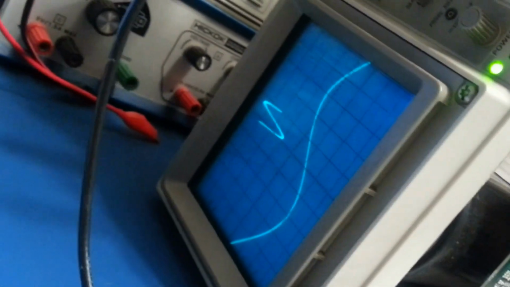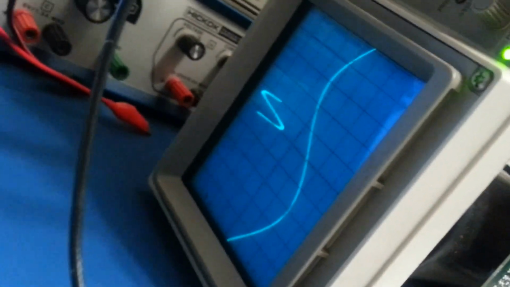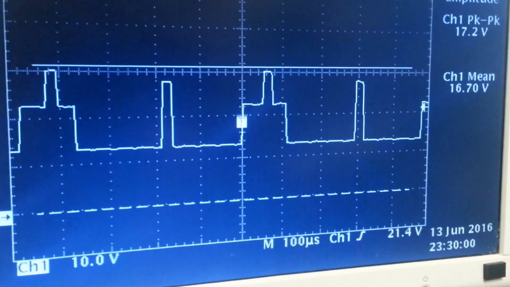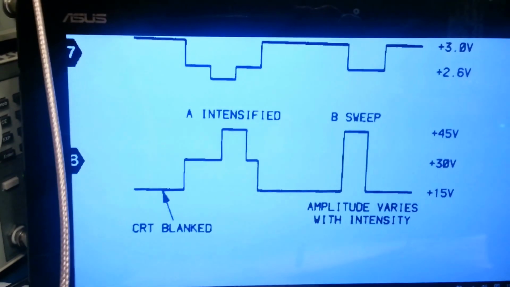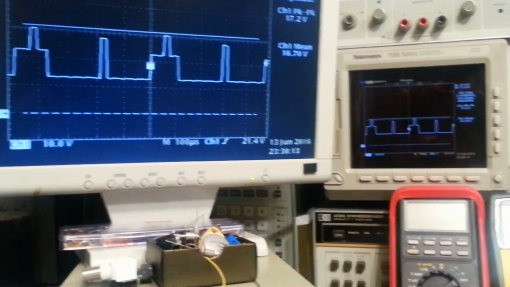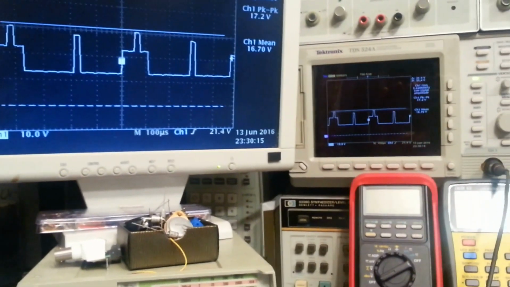It's wonderful to actually have a 100 megahertz scope working, buying it for next to nothing and then bringing it to life. As you can see, I measured that waveform right from the test point, and it perfectly matches this waveform here. And then it varies the amplitude depending on the intensity of the A or the B sweep. So it's working perfectly.